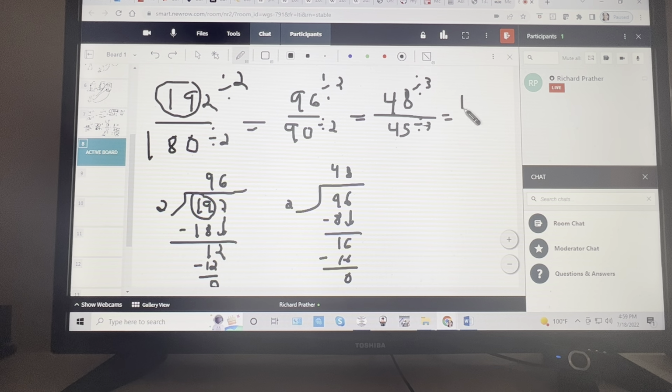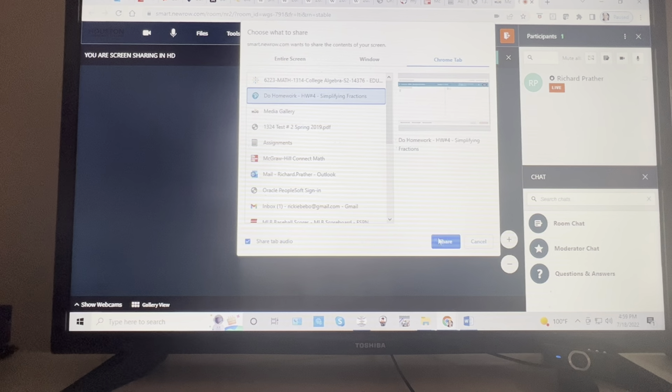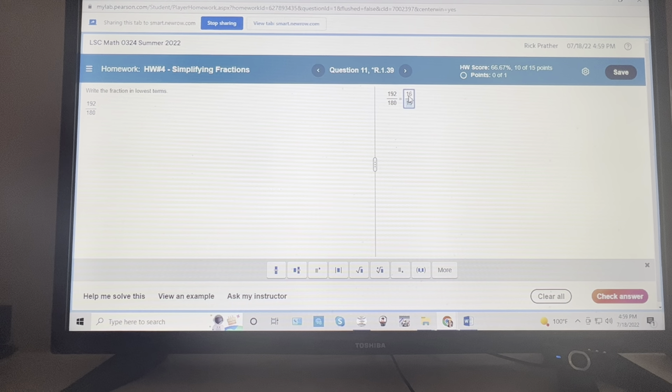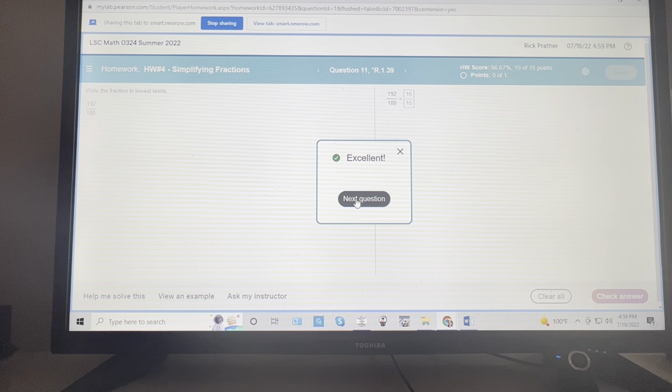48 divided by 3 is 16. 45 divided by 3 is 15. 15 only divides by 3 and 5, and 16 does not divide by 3 or 5. So that's when you know it doesn't reduce anymore. 16 over 15. Notice in the original fraction, the top is bigger, and in the reduced fraction, that's also true. It would be impossible for the top to be smaller in the reduced fraction.